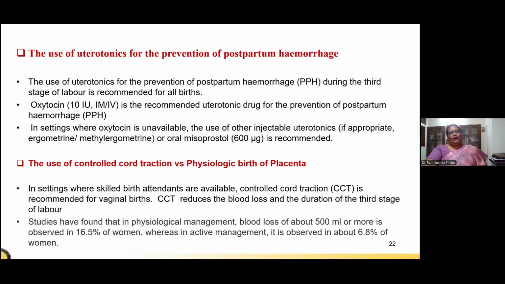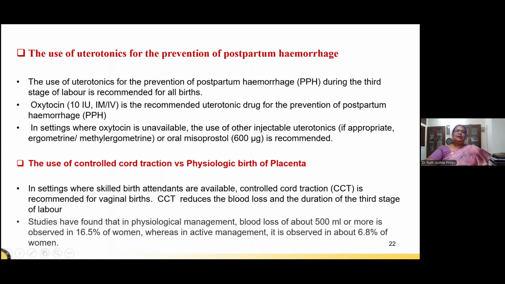Use of uterotonics, again, this is not a new thing. We have always been using oxytocin. The World Health Organization and also the Government of India recommend active management of the third stage of labor. That means once the baby is born, the woman is given 10 international units of oxytocin intramuscularly. So this is to prevent postpartum hemorrhage.